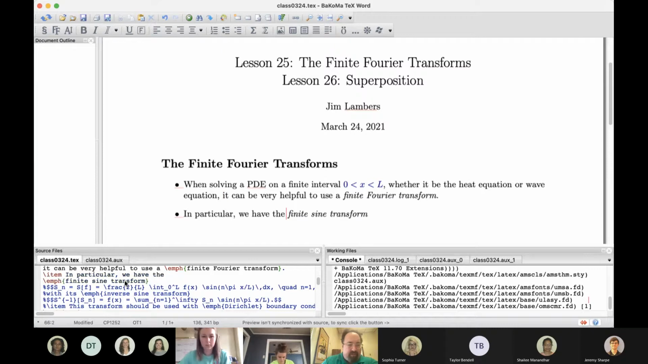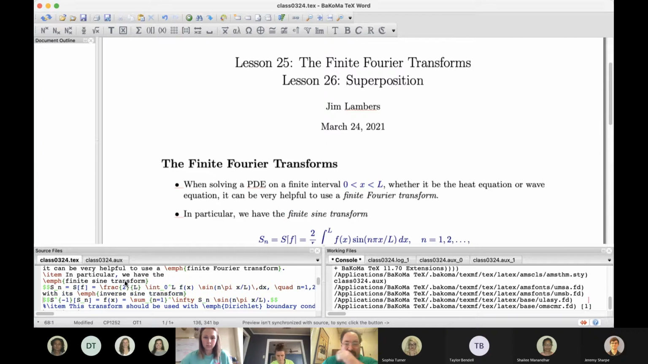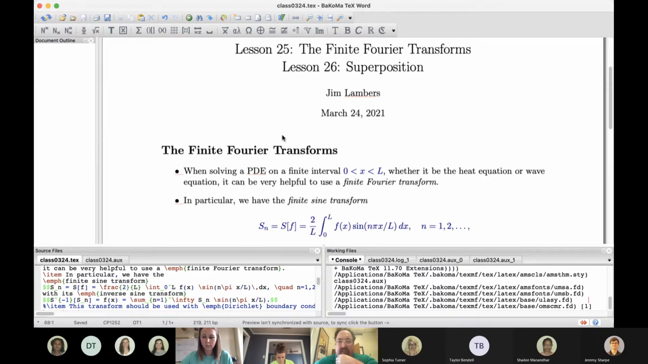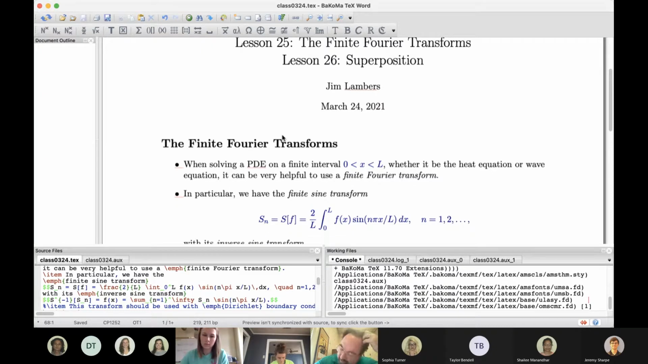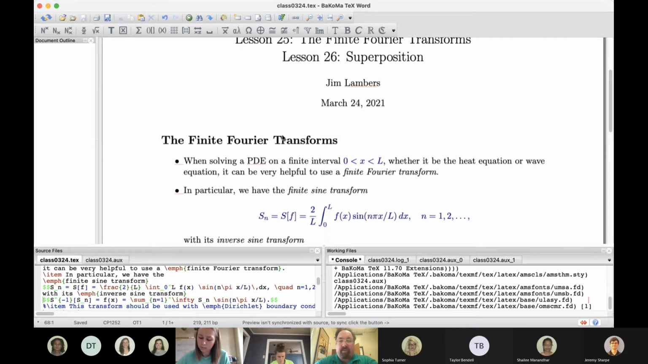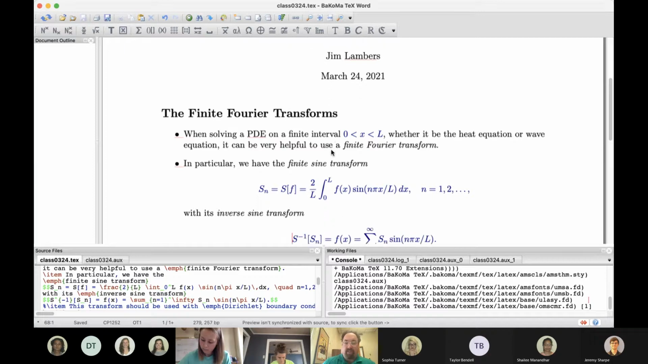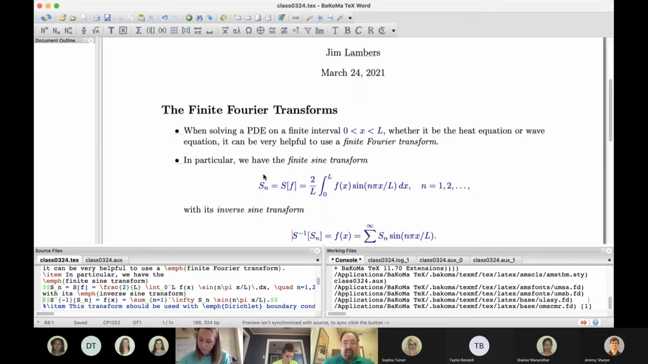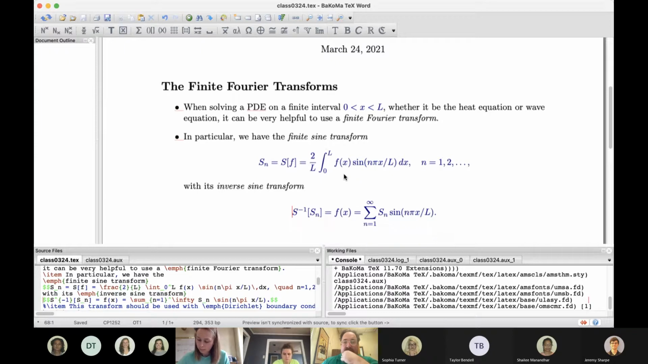When you're using a Fourier transform, we've seen it used on an infinite domain. When you're using it on a finite or bounded domain, bounded interval, they refer to it as a finite Fourier transform. That could be a sine or cosine transform depending on the boundary conditions. So here we have the finite sine transform, which you can also think of as an inner product of a function f of x with these basis functions, sine n pi x over L.